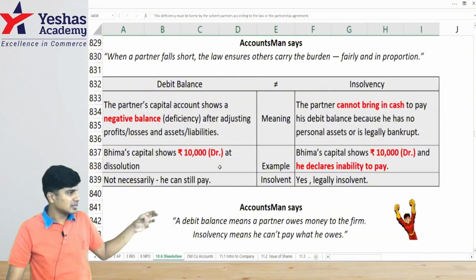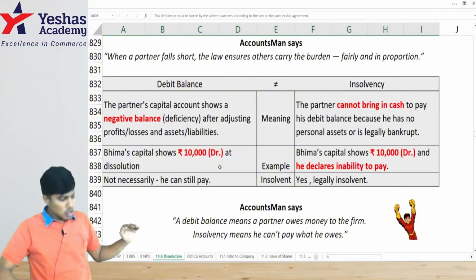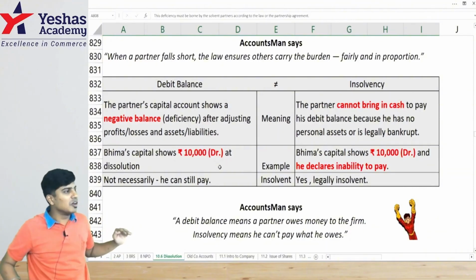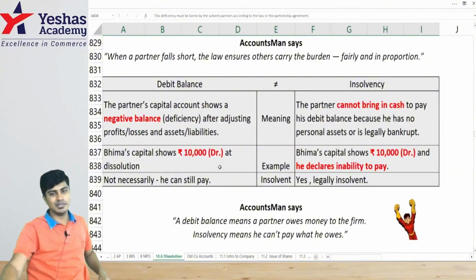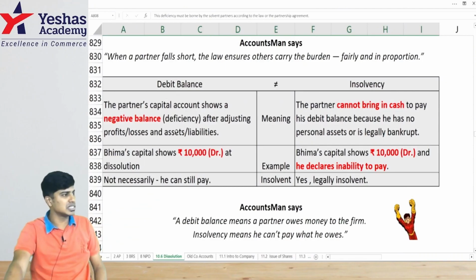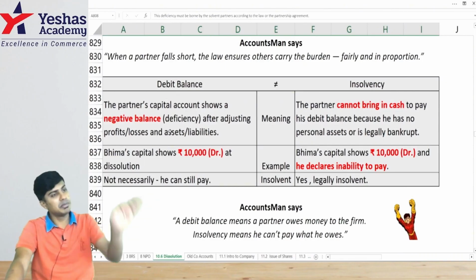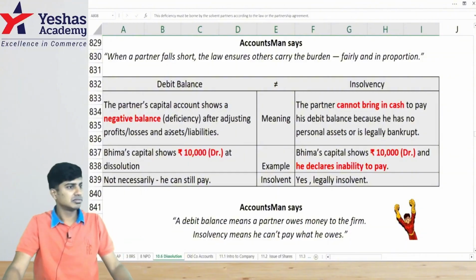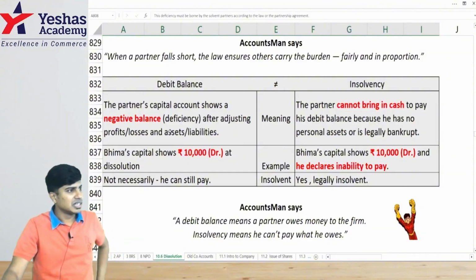Firm has loss. Loss makes your capital negative. You have money in your pocket. You might have made loss, but you are not insolvent. You have loss. You don't have money also. Then you are insolvent. I gave you a small box. Understand, debit balance and insolvency are not the same. Debit balance means insolvency, that doesn't happen. Debit balance is not insolvency. Did you understand this? Very nice.